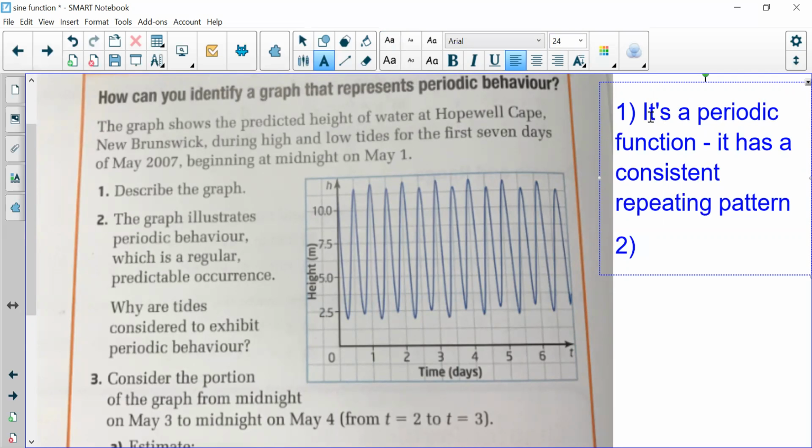Number 2 says the graph illustrates periodic behavior because it has regular predictable occurrence. Why are tides considered to exhibit periodic behavior? We just answered it: because it has a consistent repeating pattern.